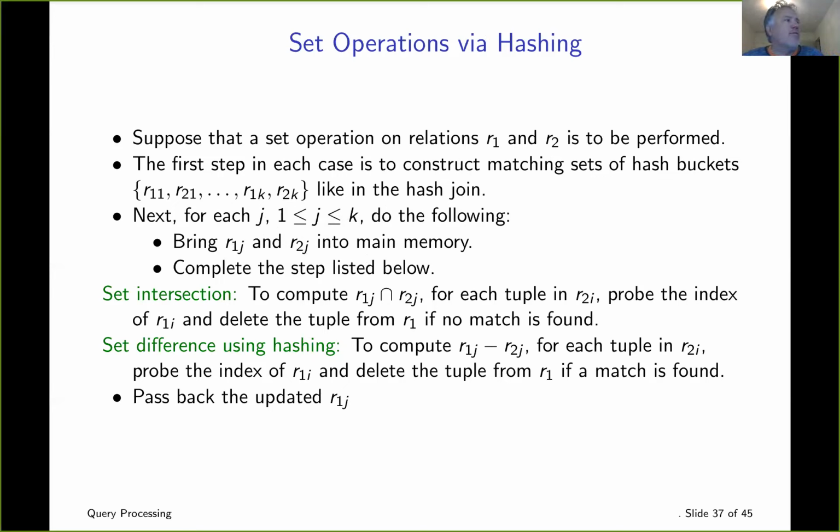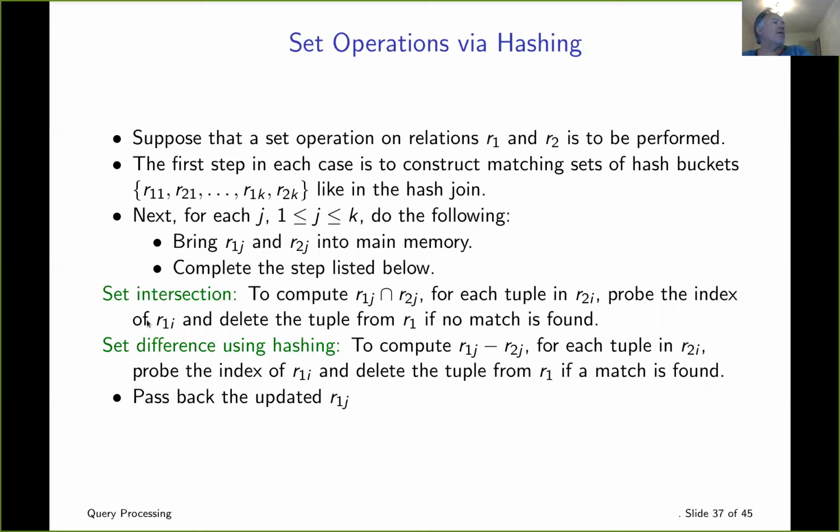And then all we do is basically this. For set intersection, for each tuple in R2, probe the index of R1 and delete it from R1 if no match is found. For each tuple in R1, this should be R1 sub i, I find that, then probe the index of R2.